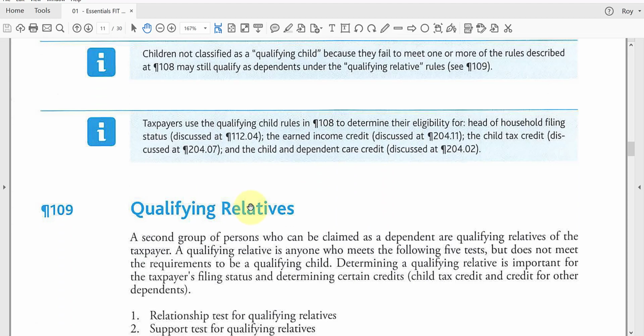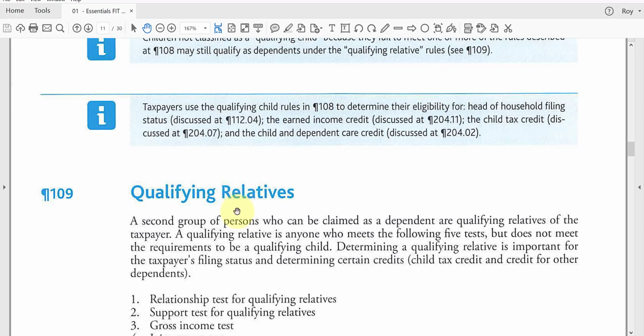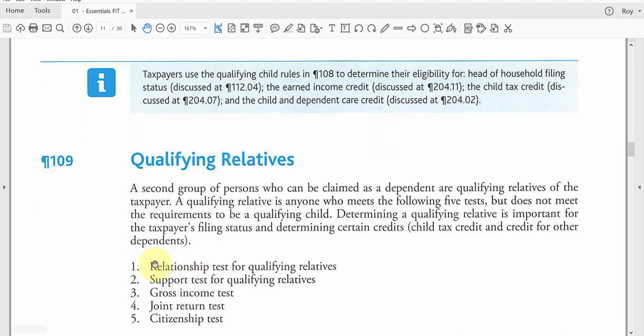So here's the second category of dependents. If the person is not a qualifying child or relative, then you test whether they meet this test for qualifying relative. So again, you have a relationship test, a support test that's different than the support test for a qualifying child. And here's a test that isn't applied to a qualifying child called the gross income test. And the joint tax return for a married dependent and citizenship test is the same as we saw before for a dependent.